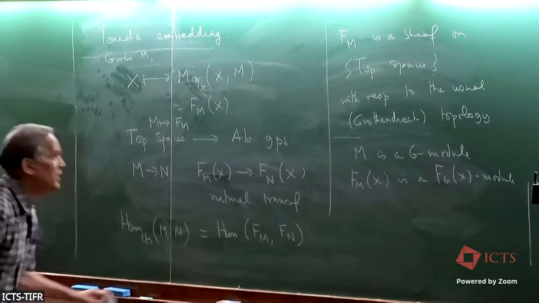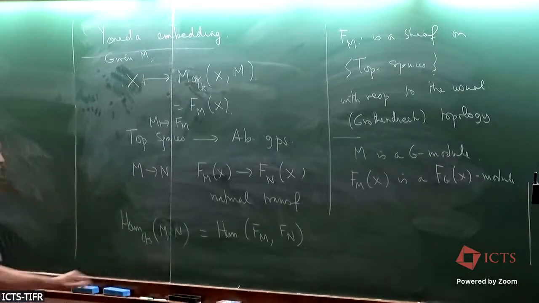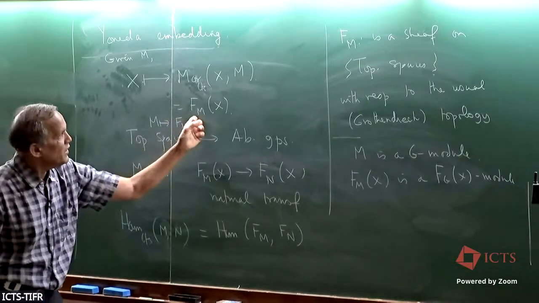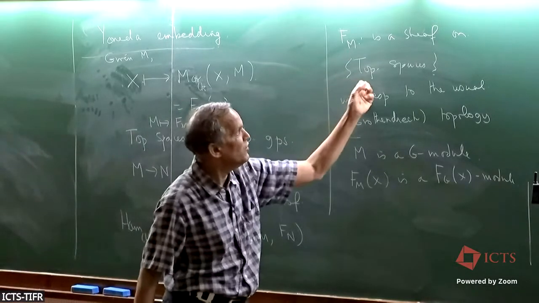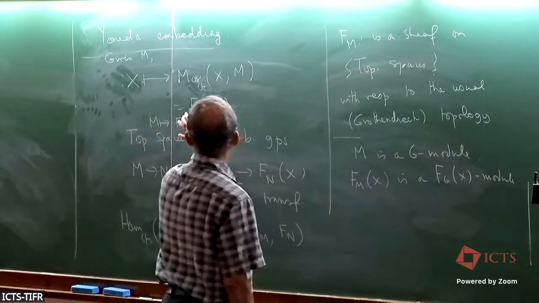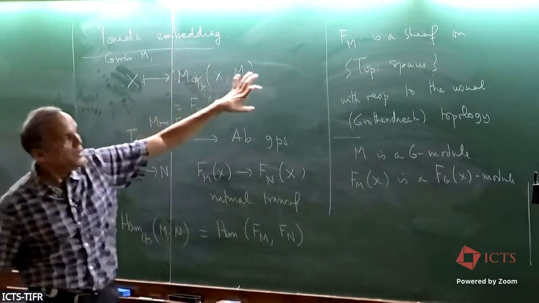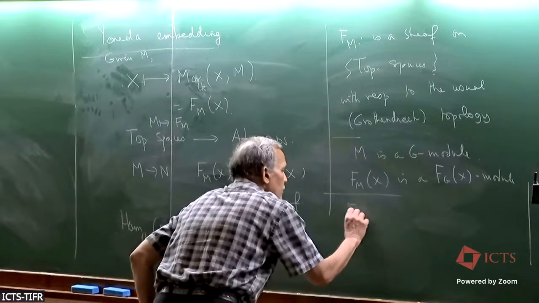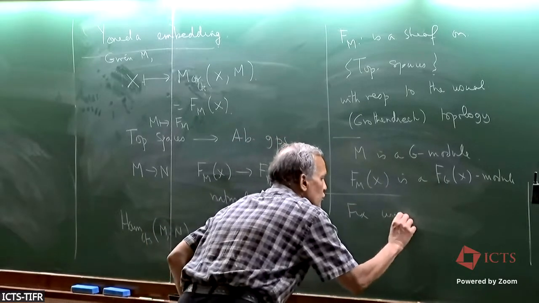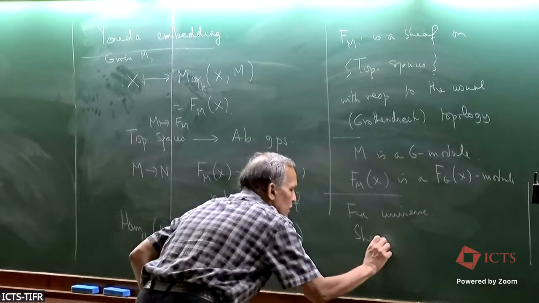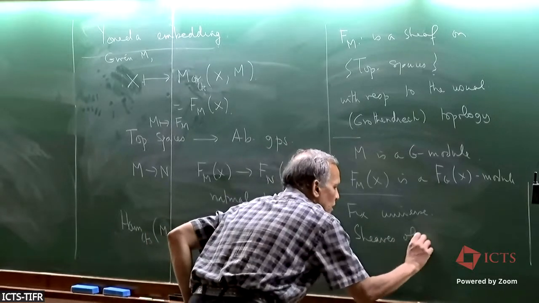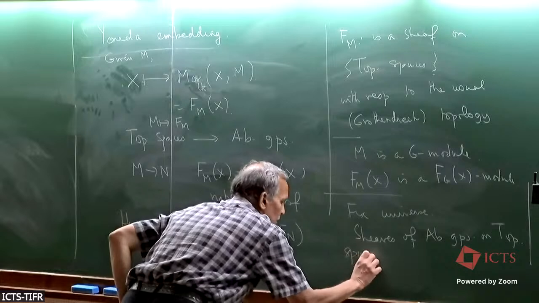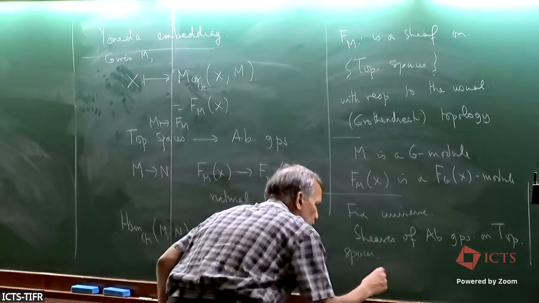So what you do is embed your category inside this category of sheaves. What you get is that these functors, sheaves of abelian groups on the category of topological spaces, form a nice enough abelian category which has enough injectives. So you fix an uncountable cardinality and a universe, and then take sheaves of abelian groups on topological spaces. That is what would be called a Grothendieck category.